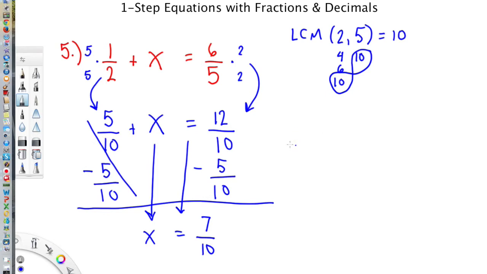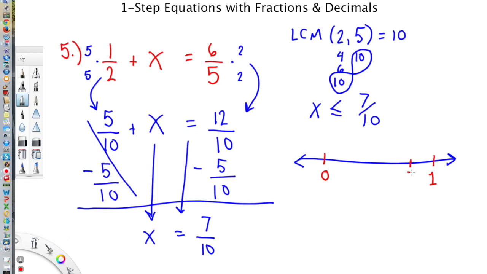Okay, and let's just, for kicks and giggles, say this was an inequality, and our answer was x is less than or equal to 7/10. What would that look like? I've got my number line over here, and I know that 7/10 is somewhere between 0 and 1, or at least I should know that. Okay, and 7/10, if I were to break this into 10 increments, 7/10 would probably be right around here.